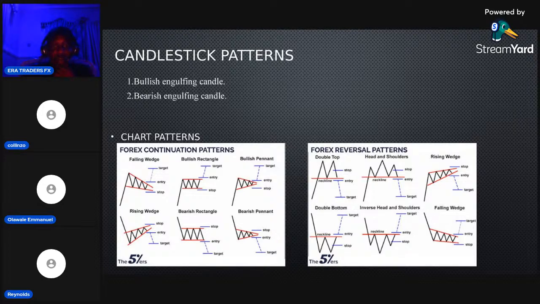So like I said, chart patterns. I don't do chart patterns, but I just want to show you so that you know that these things exist. We have many chart patterns, but the major forex reversal patterns are the head and shoulder, double top, double bottom, and all that. Those are the major ones. You just need to learn them, take note of them, write them down. We have the double top, double bottom, head and shoulder, inverse head and shoulder. Those are the key ones.